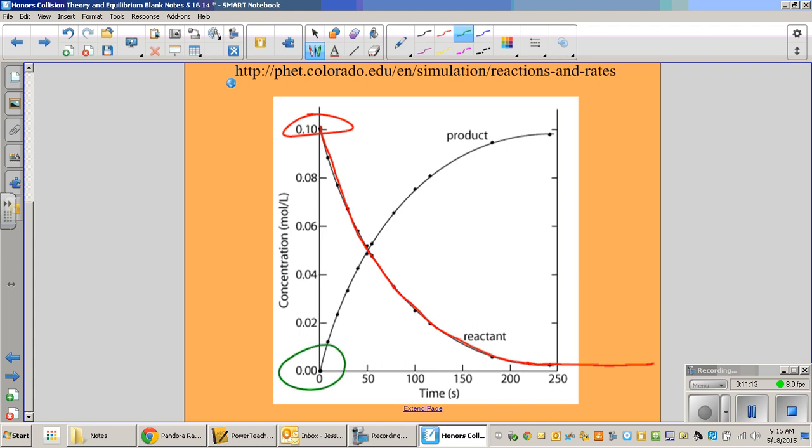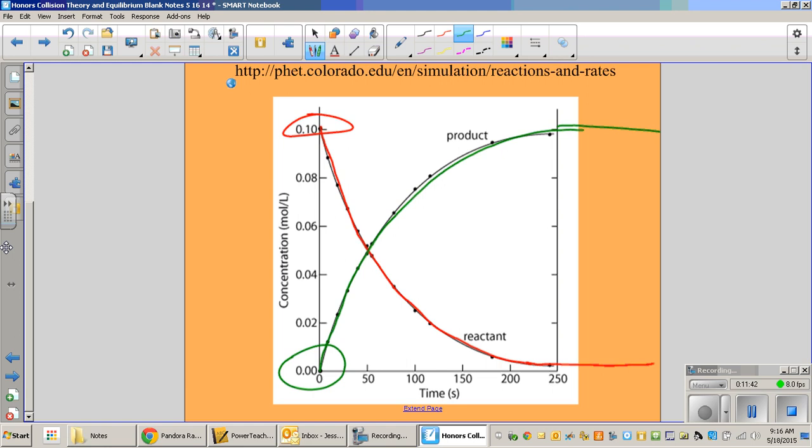So for products, you start off with 0. Does that make sense? Yeah, you have no products to start off with. And over time, the products are being produced, and they will level out. What is this leveling off called? Equilibrium. Good. So this is the equilibrium point where the rate of the forward reaction, which is making products, and the rate of the reverse reaction, which is going backwards, making reactants, level off, and they're the same, they're constant. Obviously, they're not exactly the same, but we're going to talk about equilibrium tomorrow.